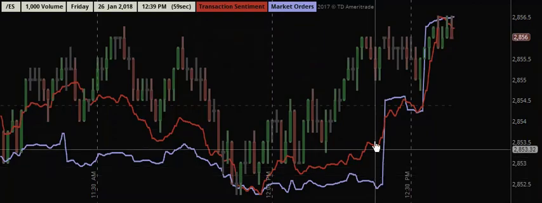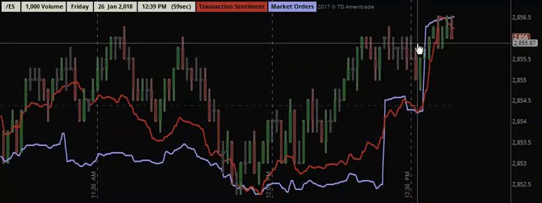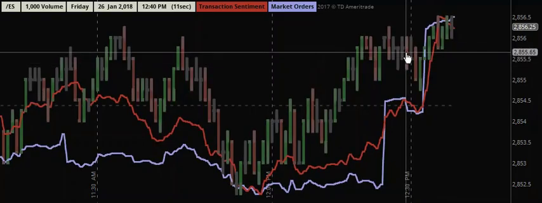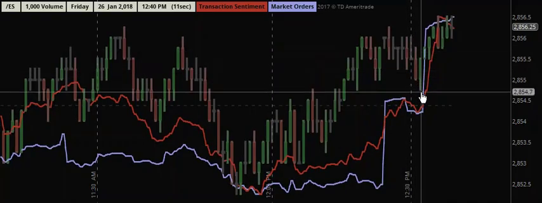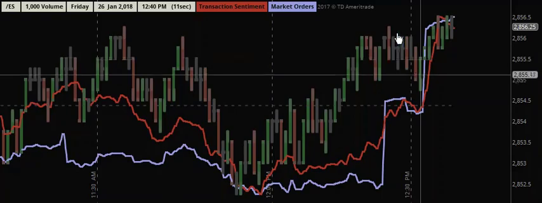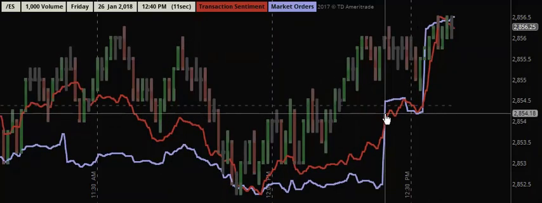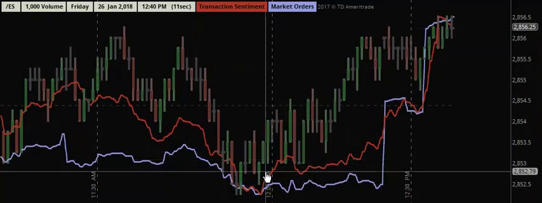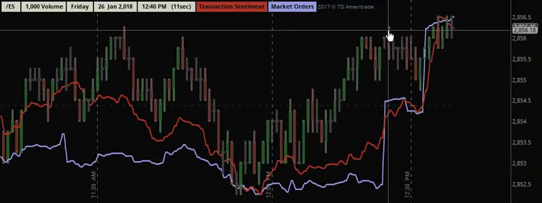The only time I would take a trade, like buying into a signal like this, is if I see market orders coming in immediately out of a dip like this. I wouldn't buy with market orders hitting as it's hitting the high. If I were long, I would hold.